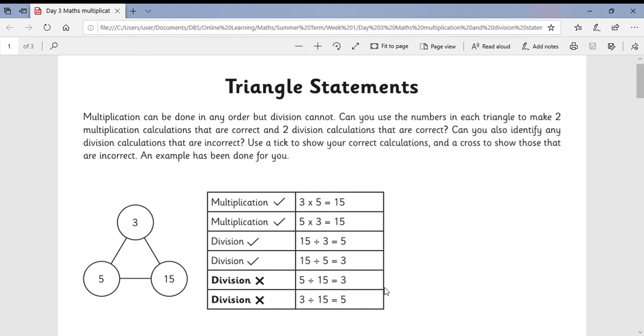This is to help you make sure you know the difference between correct statements and incorrect statements, and you know how to turn these multiplication and division statements into multiplication and division sentences which we can read and understand. So it is important that we get the numbers in the correct order, especially for division.